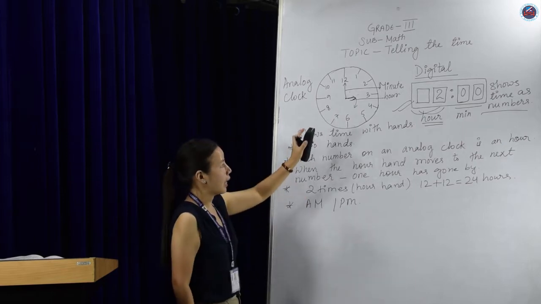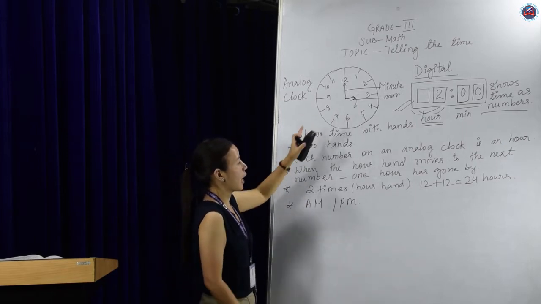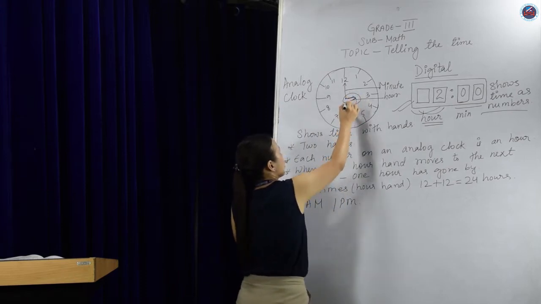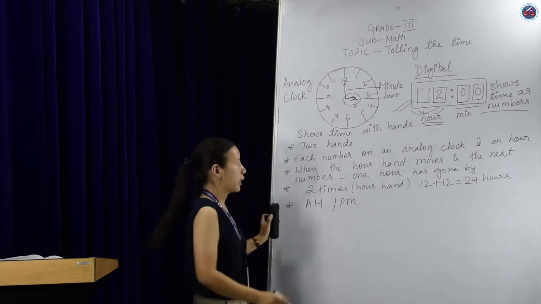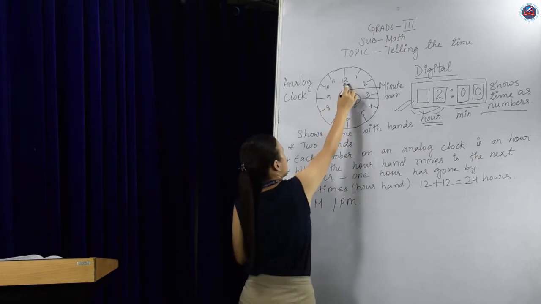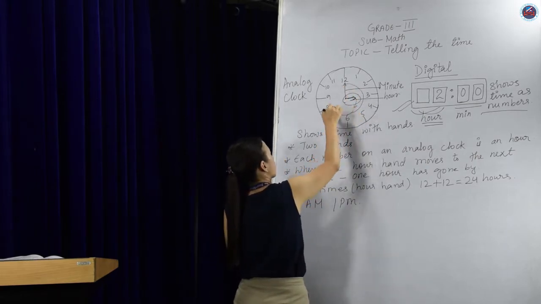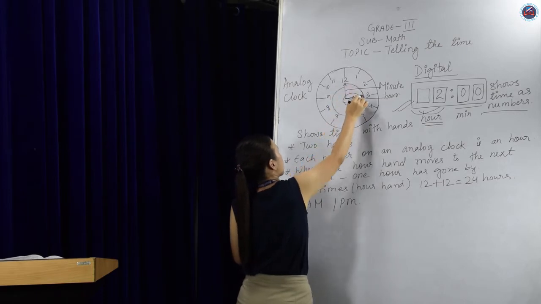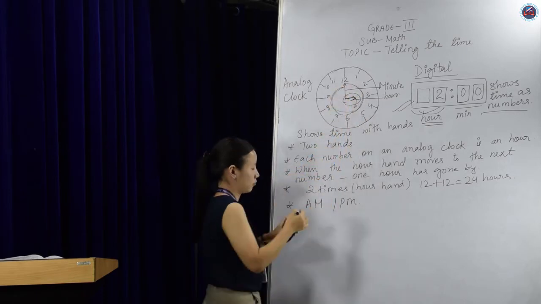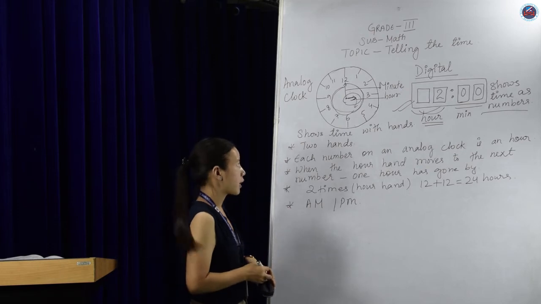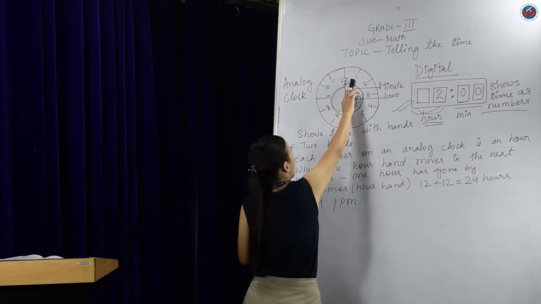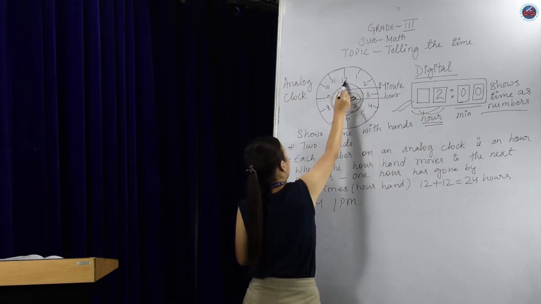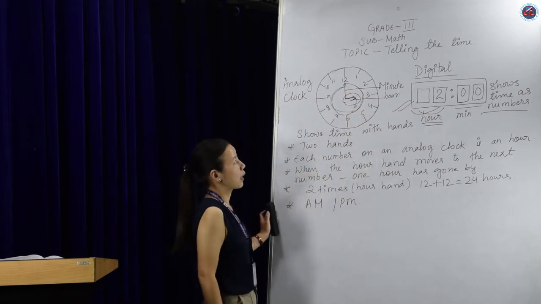Now this hour hand, that is the short hand, goes all around the clock 2 times in a day. One time it goes 1 round from midnight till noon. That makes 12 hours complete. And then from noon, it goes 1 round again and goes back to 12 midnight.